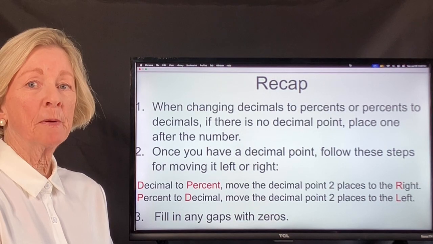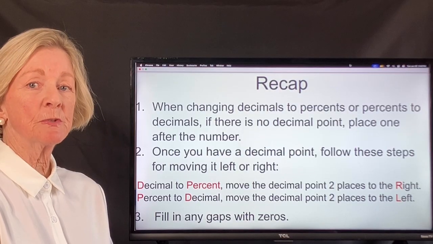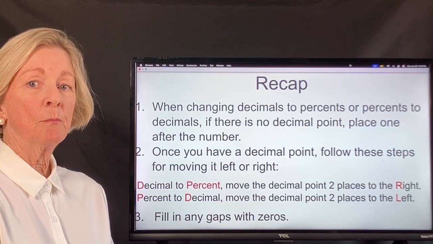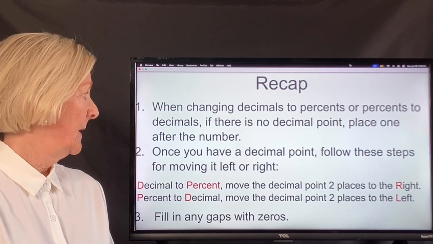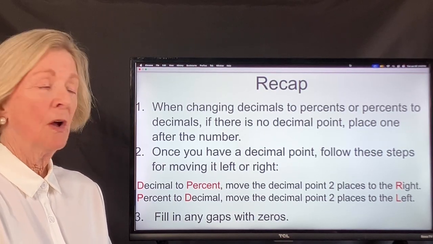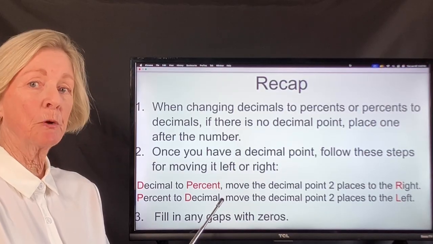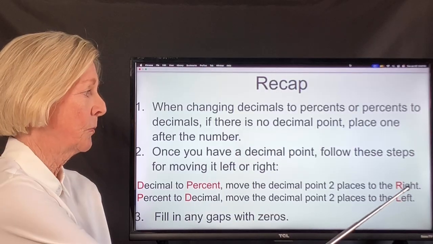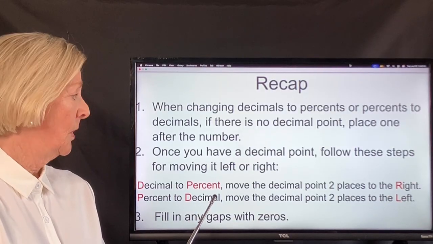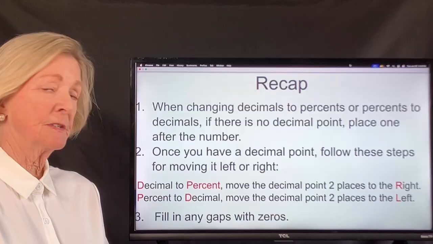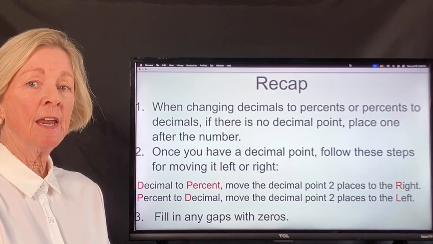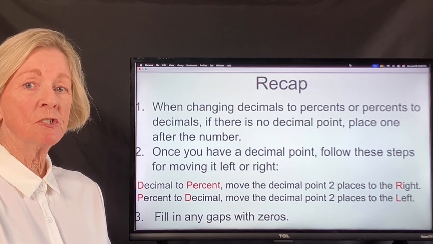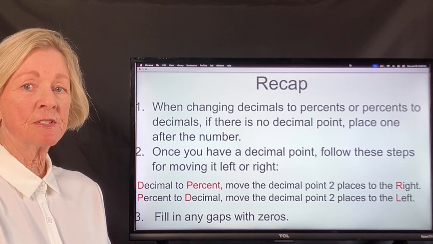Now, let's recap what we learned today. When changing decimals to percents or percents to decimals, if there is no decimal point, place one after the number. Next, once you have a decimal point, follow these steps for moving it left or right. Decimal to percent, move the decimal point 2 places to the right. Percent to decimal, move the decimal point 2 places to the left. And last, fill in any gaps with zeros. This completes our lesson on changing decimals to percents and percents to decimals.